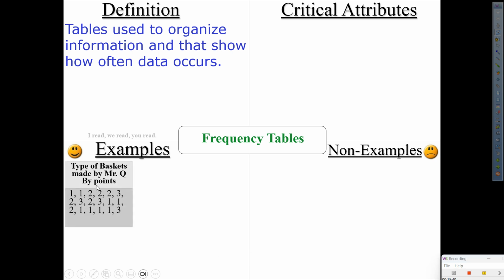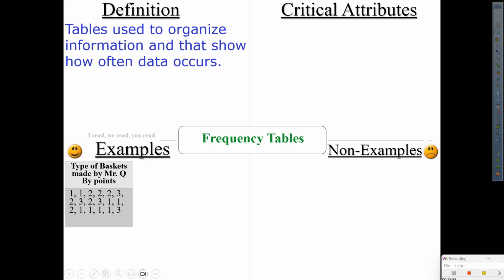This is not a frequency table. It's just a table showing me a bunch of data. What is the data about? Of me playing a basketball game and how I scored in that basketball game. So look, types of baskets made by Mr. Q by points. 1 point, 1 point, 2, 2, 2, 3, 2, 3, 2, 3, 1, 2, 1, 1, 1, and 3. So how many types of baskets did I make, guys? 3 types, right? 1-pointers, 2-pointers, and 3-pointers.